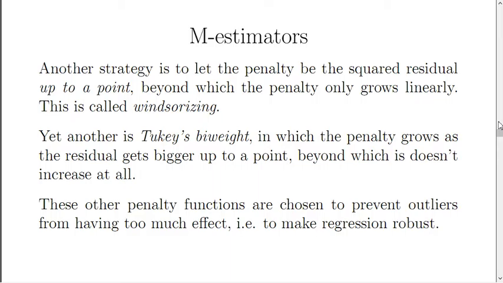There are other possible penalty functions we could use. Another strategy, for instance, is to let the penalty be the squared residual up to a point, but beyond that point, instead of growing as the square of the residual, the penalty only grows linearly. It's a process called Winsorizing. There's another strategy called Tukey's biweight, in which the penalty grows as the residual gets bigger up to a point beyond which it doesn't grow at all. These other penalty functions are chosen to prevent outliers from having too much effect. In other words, they're chosen to make regression robust.